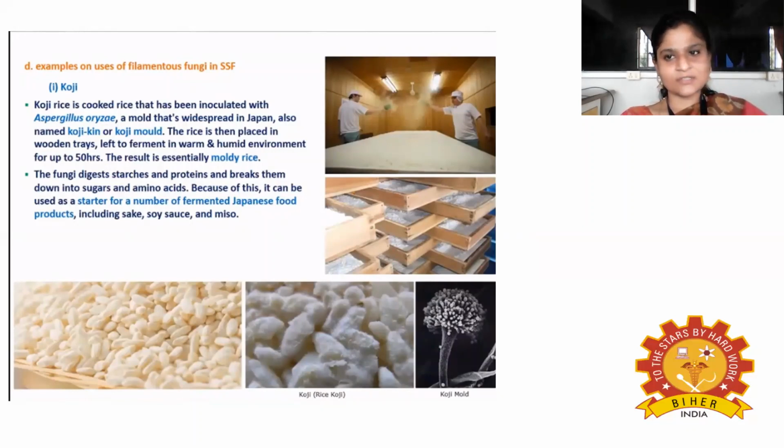Because this fungus is said to be a moldy slime, isn't it? So obviously the growth of this organism will give a moldy slime. The fungi digest starch and proteins and break them down into sugars and amino acids. Because of this, it can be used as a starter for a number of fermented Japanese food products. So this fermented product can be used in soya sauce and so on. It is going to be a starter. Okay, it is again going to be kind of an inoculum for other fermented foods to process.